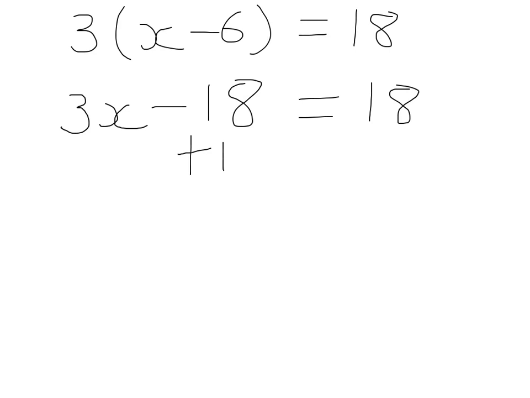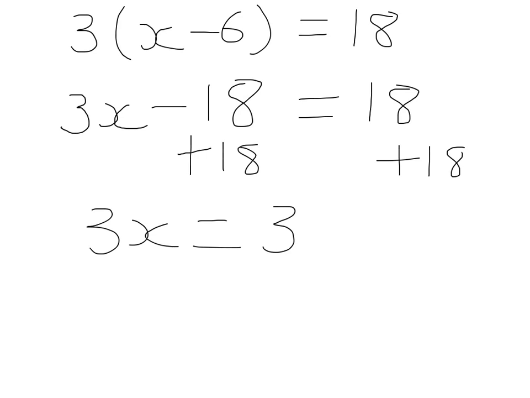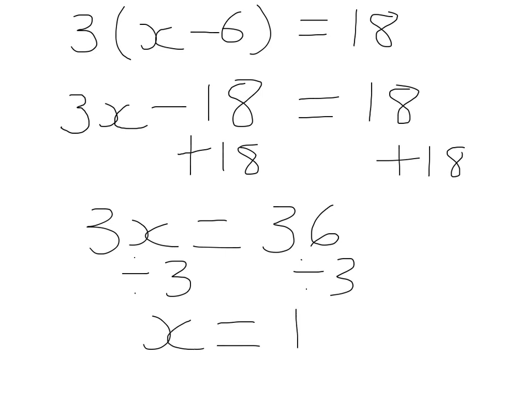So I'm going to add 18 to both sides. So I'm left with 3x equals 18 add 18, which is 36. So now I can divide both sides by 3. So x equals 36 divided by 3, which is 12.